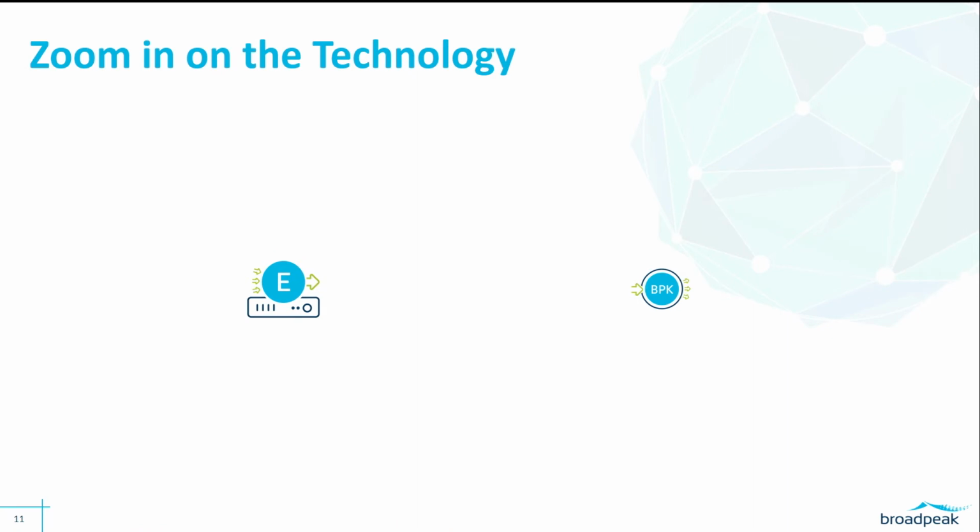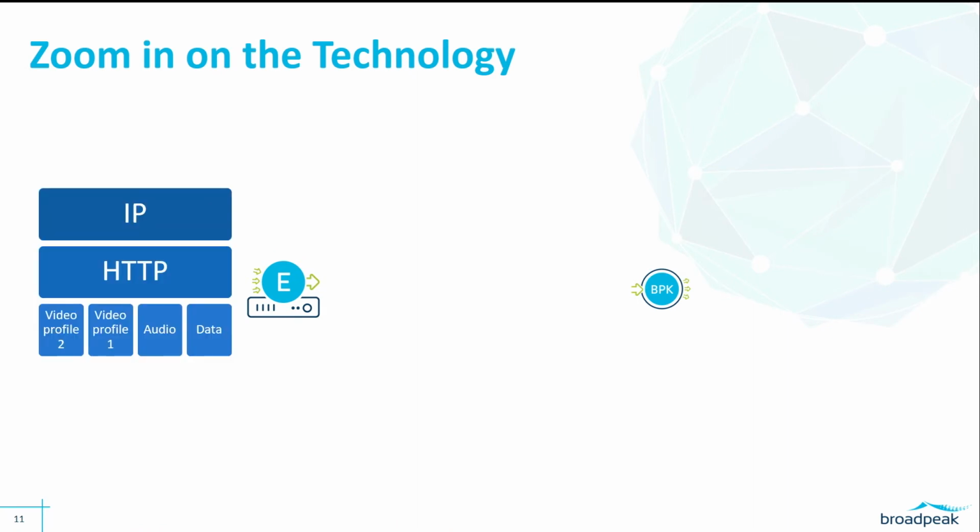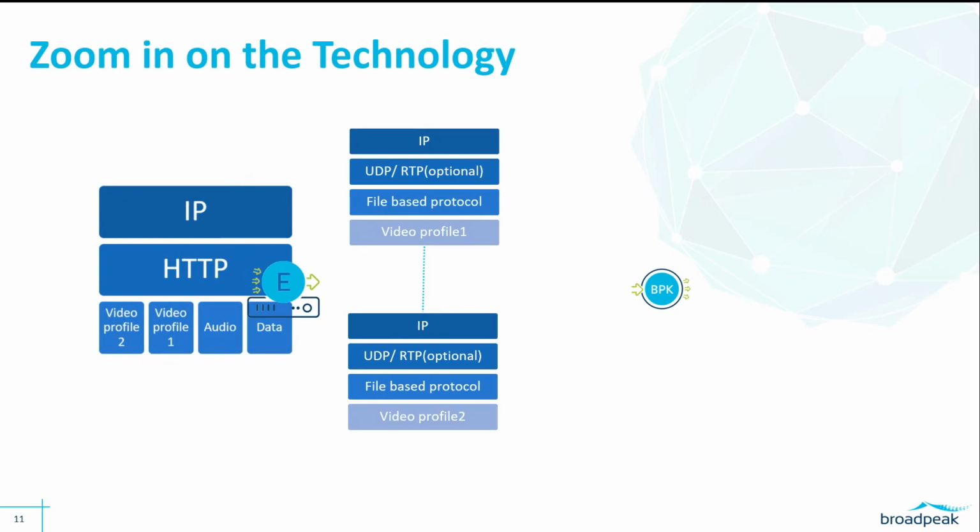And then if we try to zoom in a little bit in the technology, again, we are using HTTP streaming. So we have IP, HTTP, and then we have different profiles: video profile, audio profile, even data with subtitles and so on. So what we are doing here in the mABR sender, sorry, is we are going to generate multiple multicasts, one per profile. And what we put in that multicast is one video profile. You see that we have one video profile 1, and we have this one here.